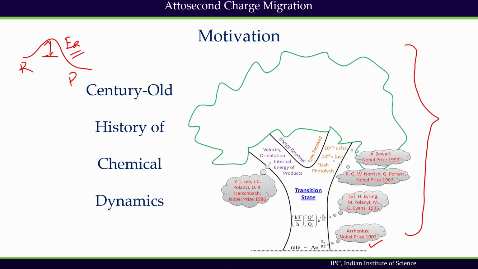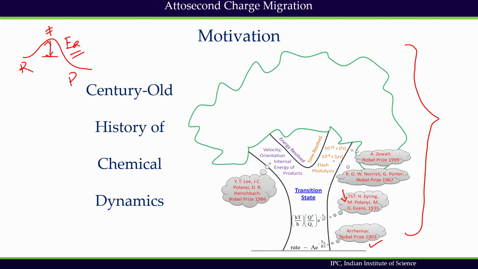Then there is a theory called transition state theory. This was proposed by Eyring, Polanyi and Evans in 1935. They said that this EA is associated with a transition state, an activated complex, and this transition state has one frequency or one normal mode of vibration which is unstable.